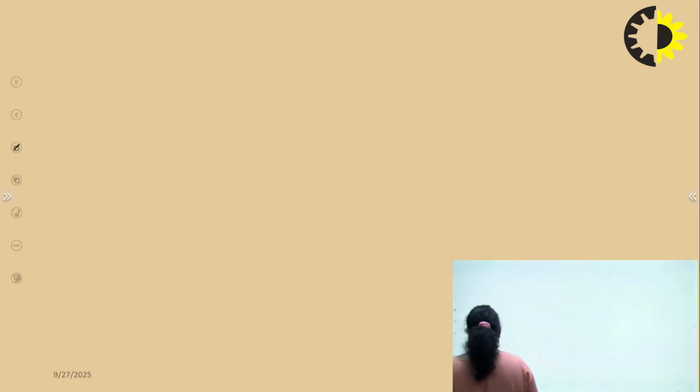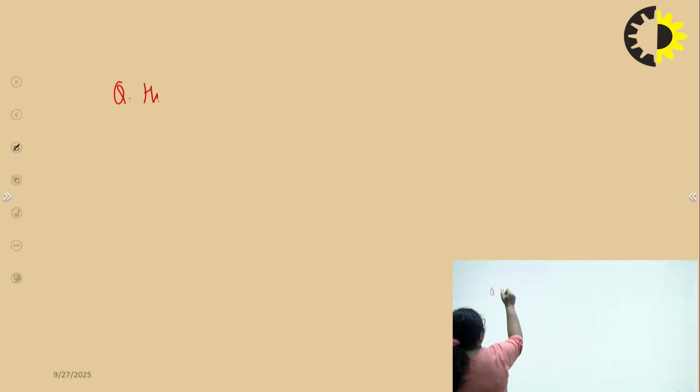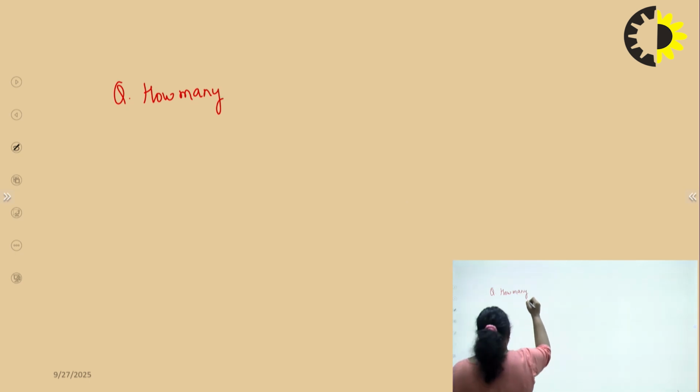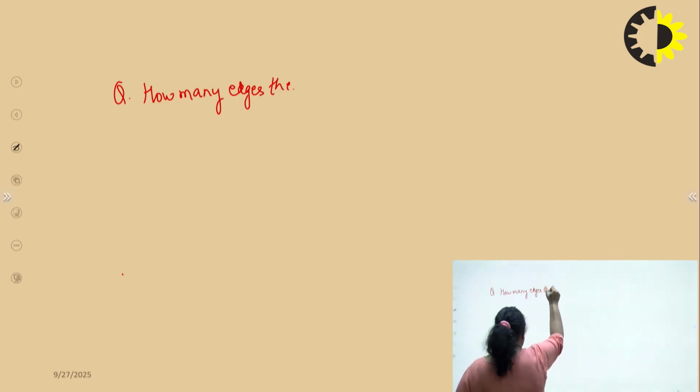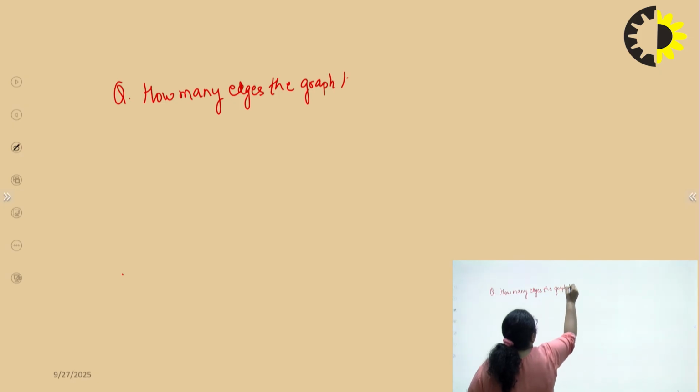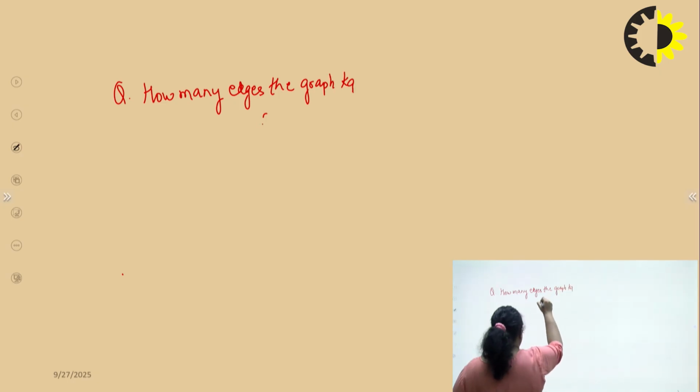Now, if we are given a question: how many edges do the graphs K9 and K36 have?